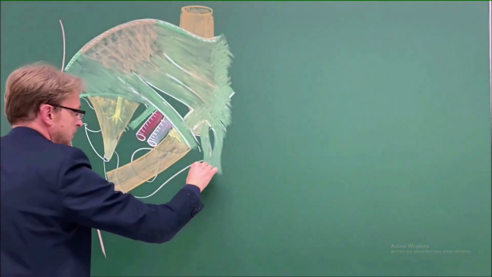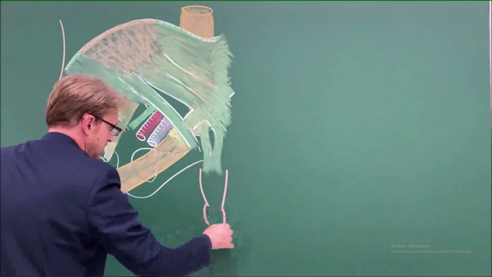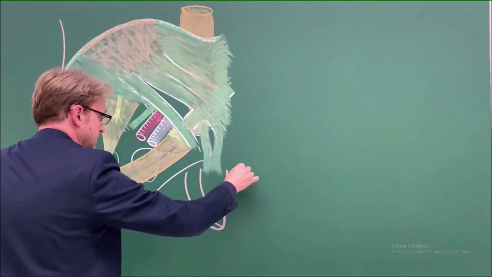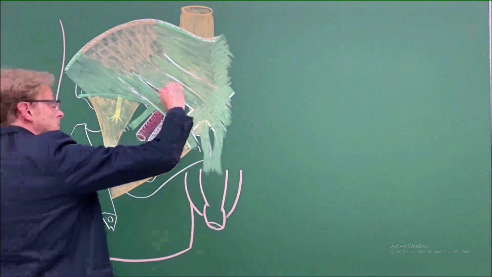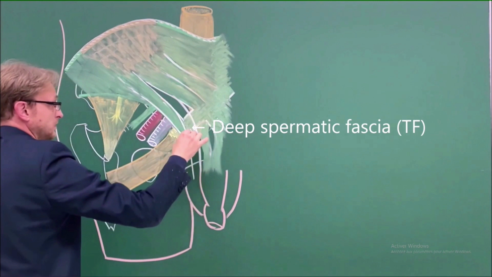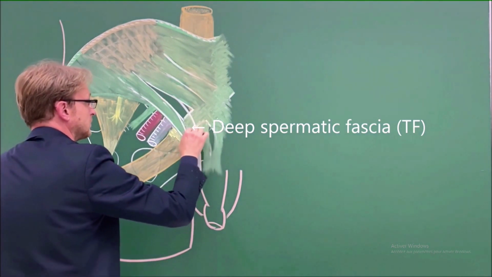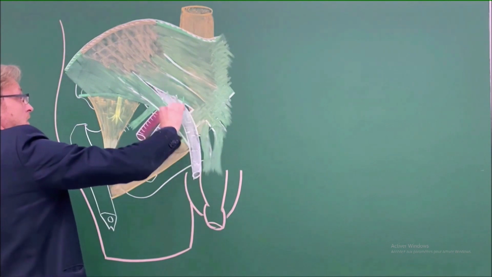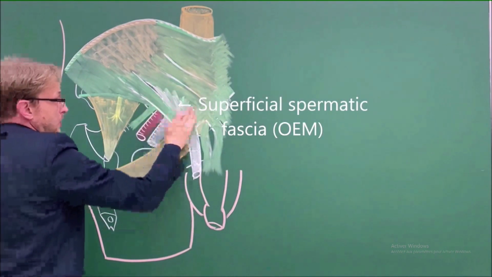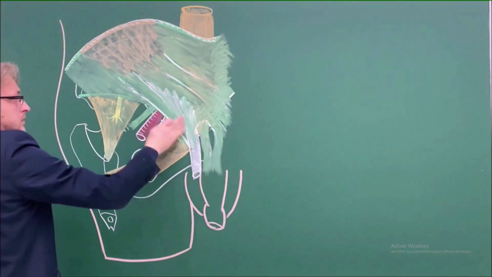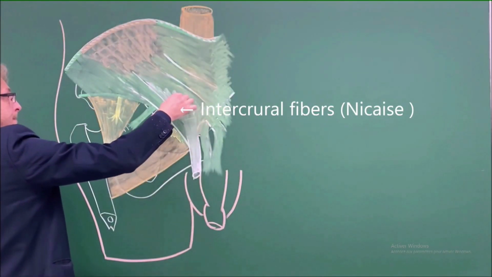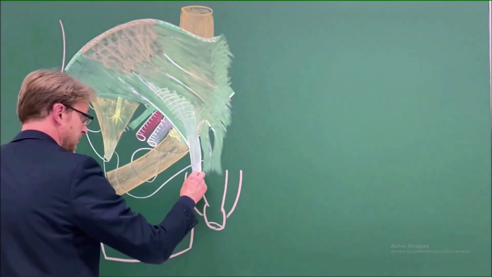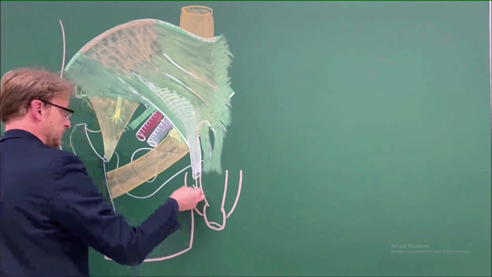And we will draw the skin. It's always important for the student to draw the skin, to localize very well the area with the penis and the scrotum and the thigh right here. From the superficial inguinal ring, we will see the spermatic cord. It is made of several fasciae, two fasciae: a deep spermatic fascia coming from the transversalis fascia, and the superficial spermatic fascia coming from the external oblique muscle. Between these two fasciae, we'll see there are some muscle fibers. We'll see that just after. Here are the intercrural fibers described by Nicaise, and of course the spermatic cord is reaching the testicle.